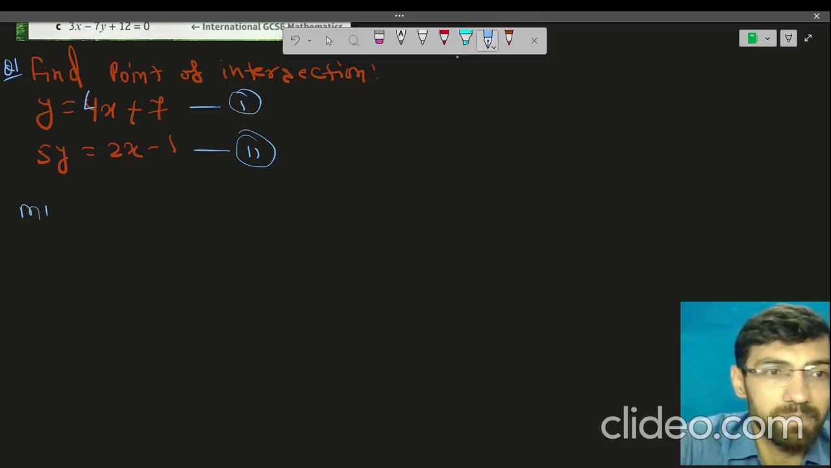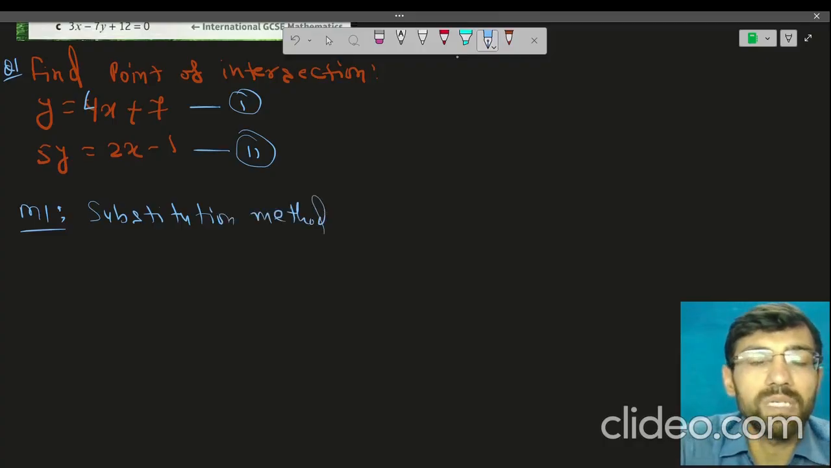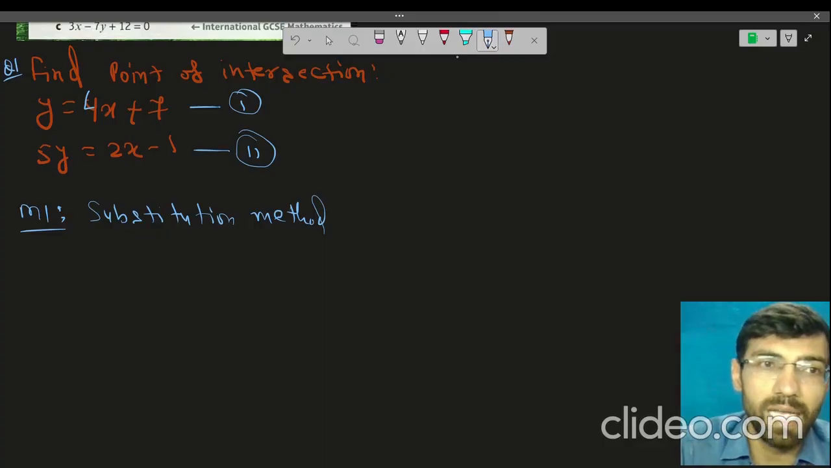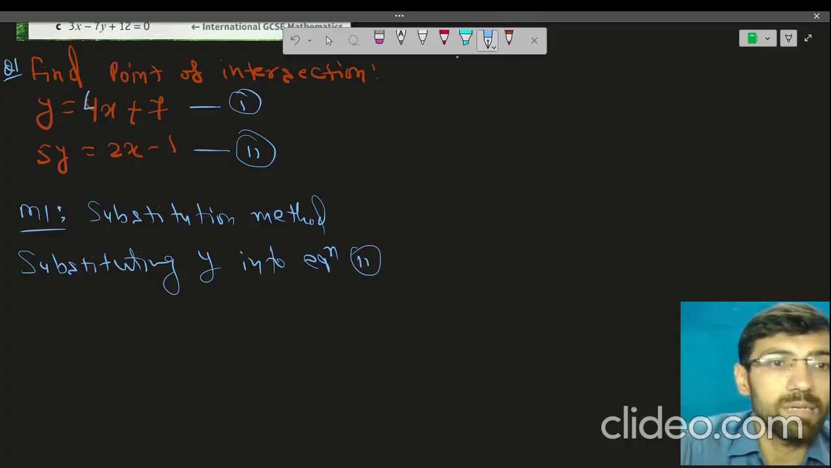Let us do method one, and that is the substitution method. What we do here in this case, we try to find the value of one of the variables from any one equation and substitute it in the other equation. Like here, we can substitute y from equation number 1 into equation number 2. So what we are doing, substituting y into equation number 2.